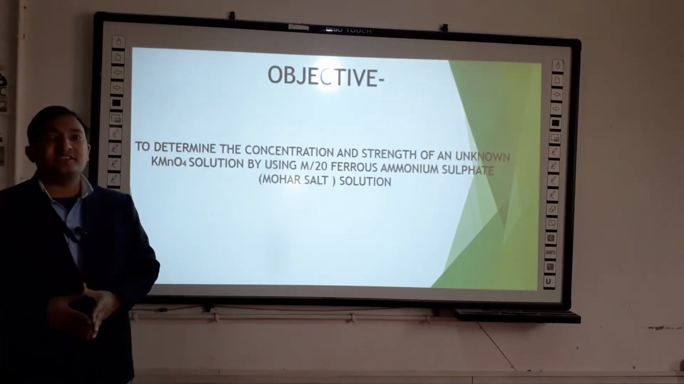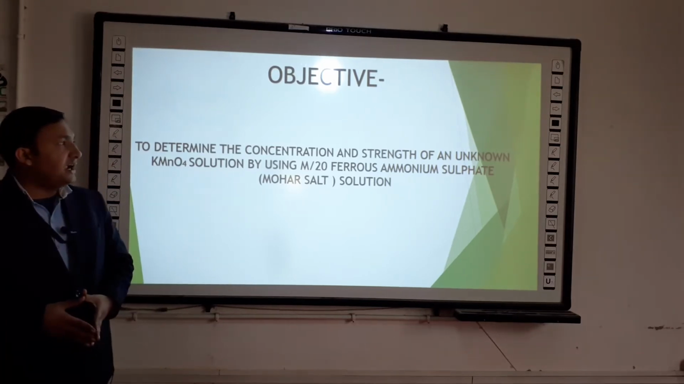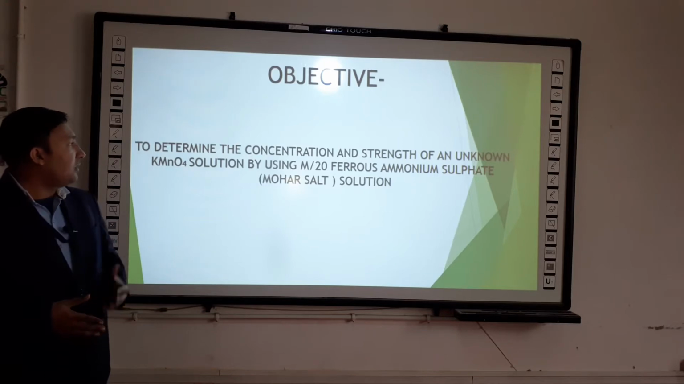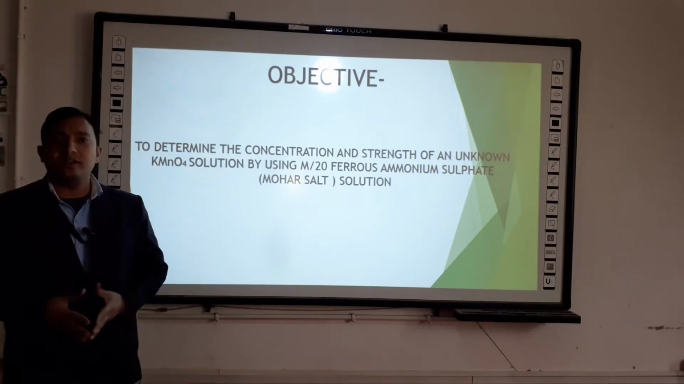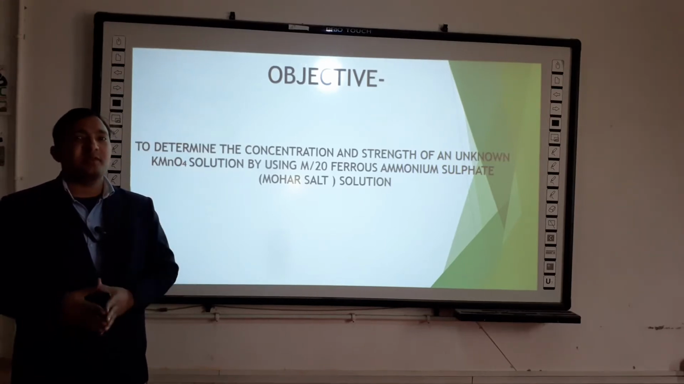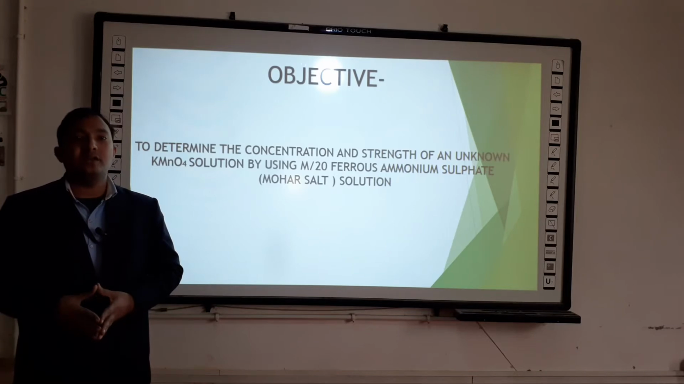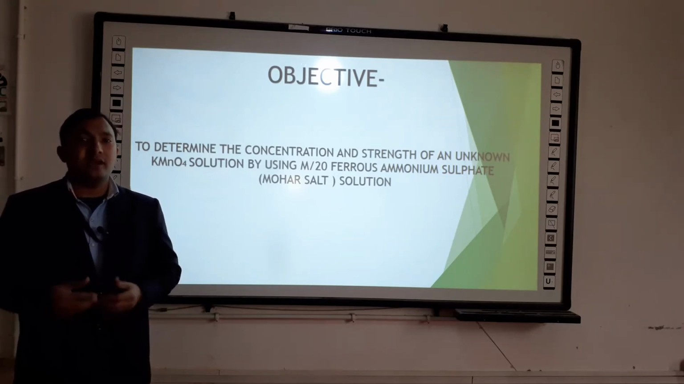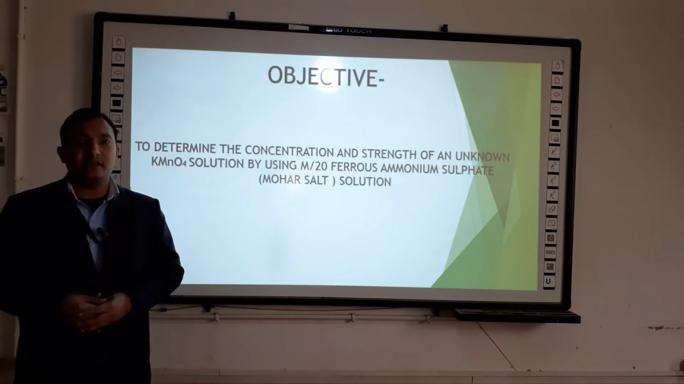The objective of this titration is to determine the concentration and the strength of an unknown solution of KMnO4 by using M/20 ferrous ammonium sulfate, commonly known as Mohr salt. In this experiment, we are going to determine the concentration and the strength of an unknown KMnO4 solution, also known as potassium permanganate, and we are given a solution of ferrous ammonium sulfate, commonly known as Mohr salt, of M/20 concentration.